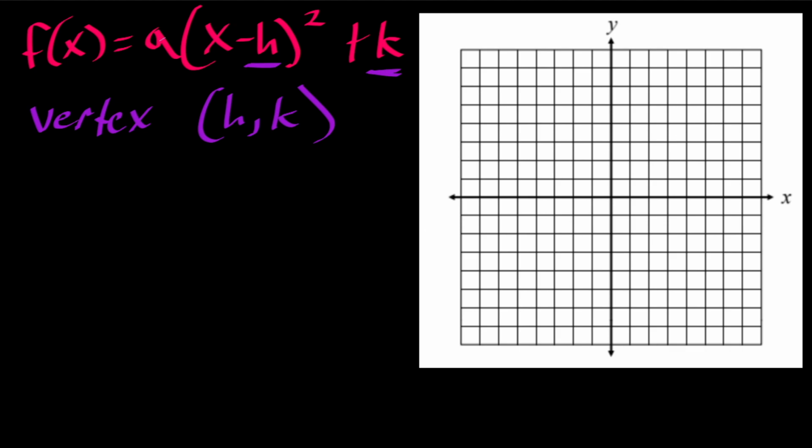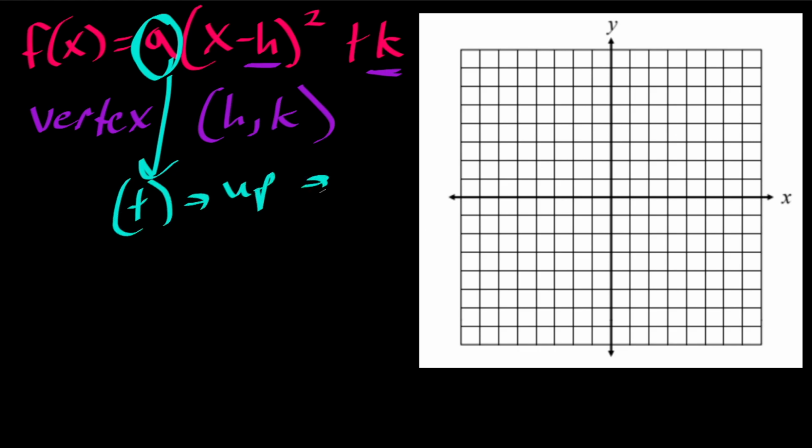The second part is this. This a in the middle actually tells us the same thing that it told us in standard form. If that a is positive, that means my graph is going to open up, and it's also going to tell me that I have a maximum value, or actually I have that backwards. It's going to be a minimum value. So it's going to look like this. It's going to be concave up.